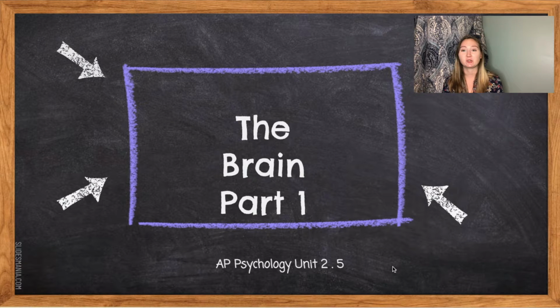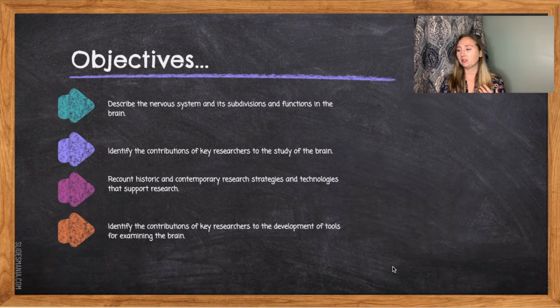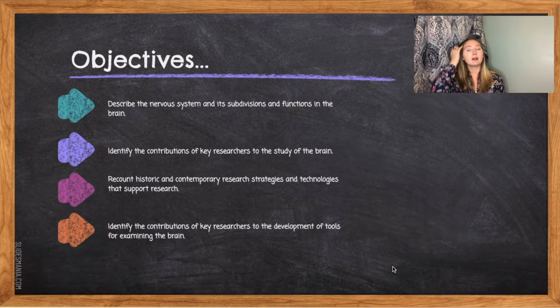Today we're going to talk about the structure of the brain. Our objectives for the day: we're going to describe the nervous system, its subdivisions, and the functions in the brain. Then we're going to identify the contributions of key researchers to the study of the brain. And then we're going to recount historic and contemporary research strategies and technologies that support the research.